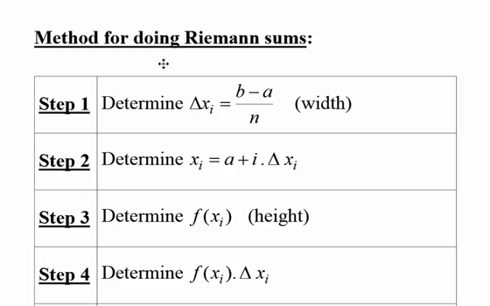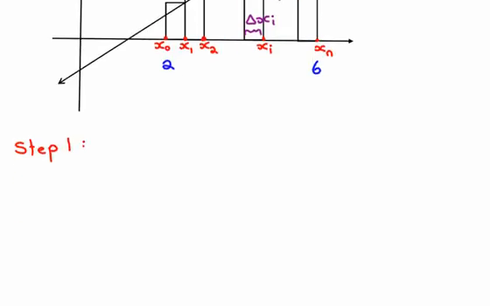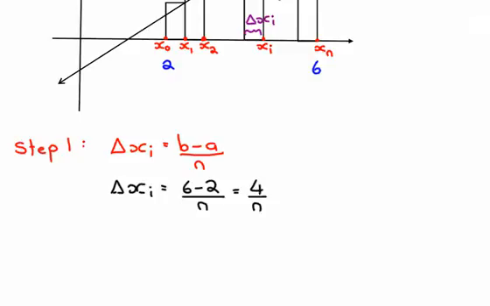Let's look back at our steps. Determine change in xi. So that's my ending minus my beginning over n. Okay, so my step 1 is change in xi, which is my end minus my beginning over n. And let's look at it in the context of this exact example, that change in xi will be equal to 6 minus 2 over n, because remember we're going to let our n tend towards infinity, which is 4 over n. So that's my width of each rectangle.